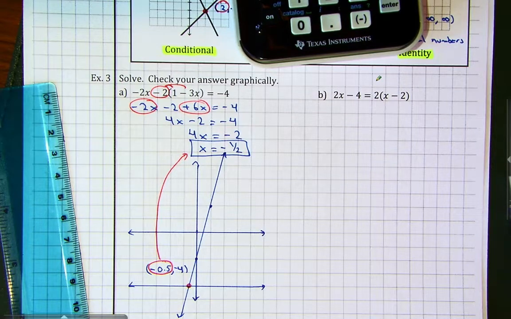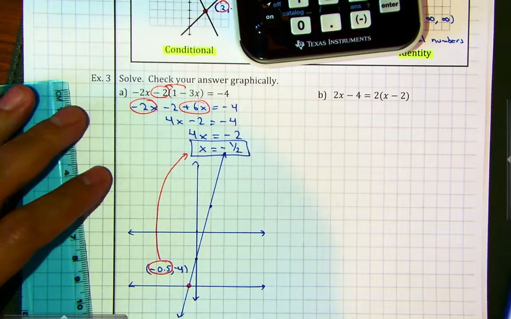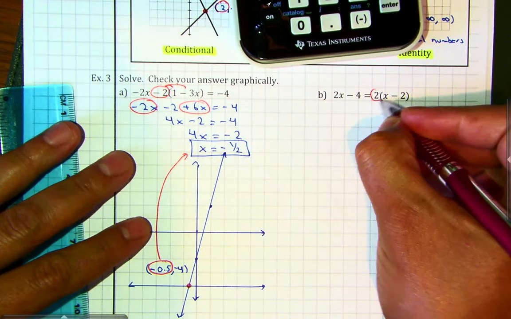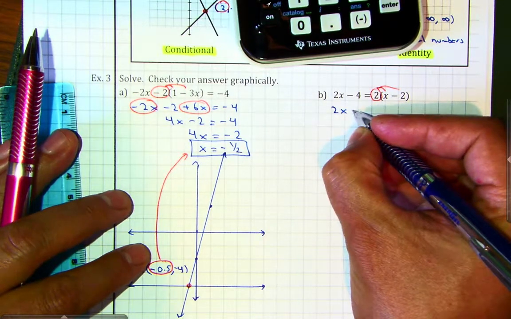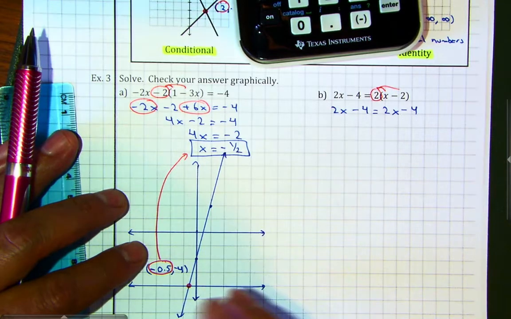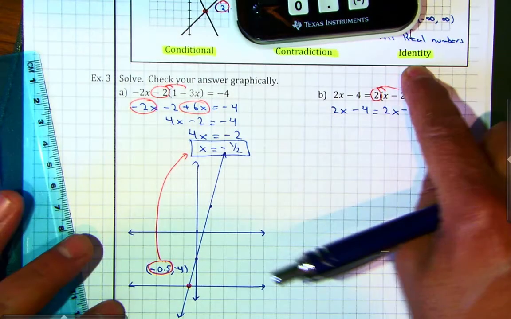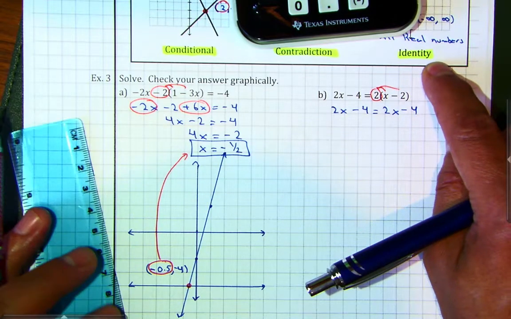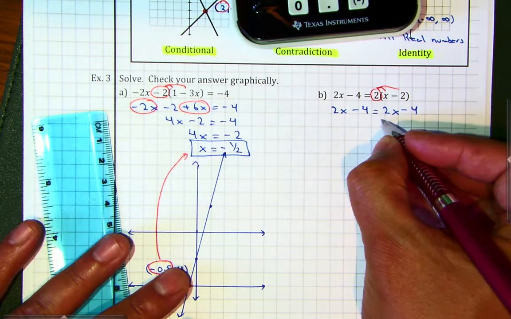Let's try letter B. Go and solve it and see what you get, and we'll compare answers. Go and pause it. So in this case, I'm going to use my distributive property to multiply this out. That gives me negative 2x minus 4 equals 2x minus 4. And at this point, you'll notice that they're equal to each other. So at this point, you should be able to identify that that's an identity. But let's say you did not notice and you subtract 2x on both sides.